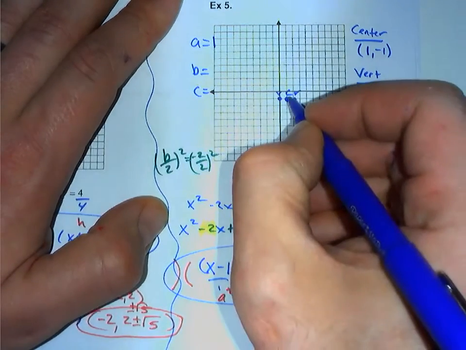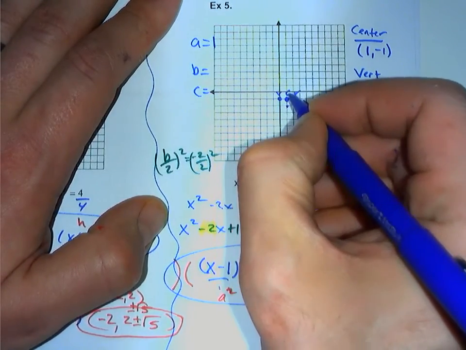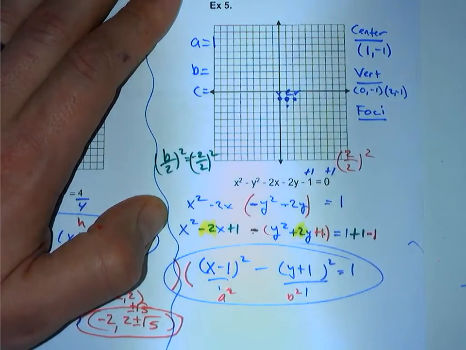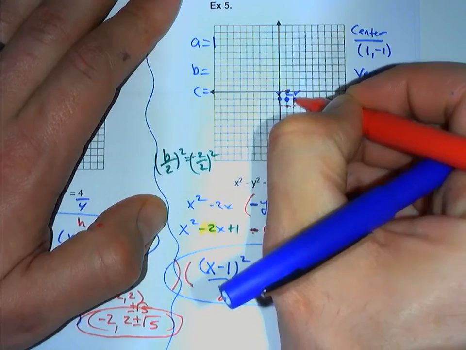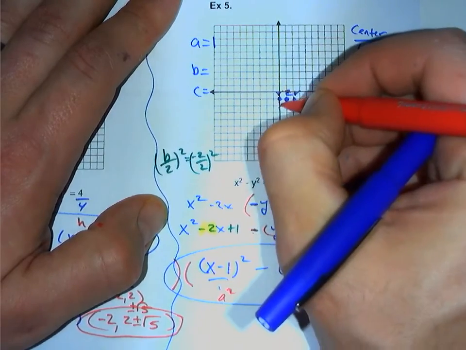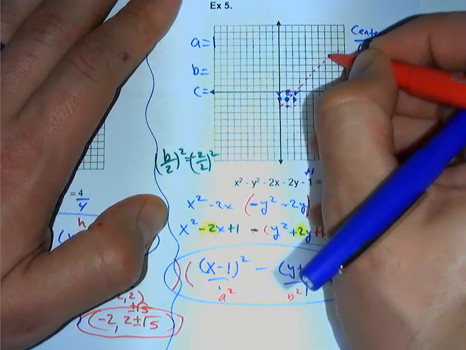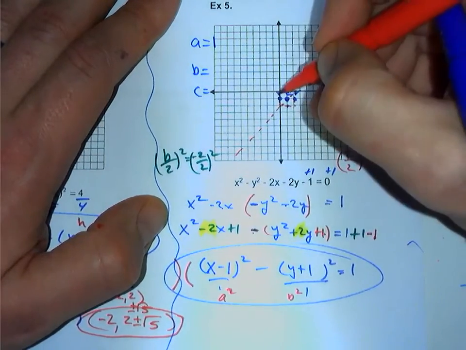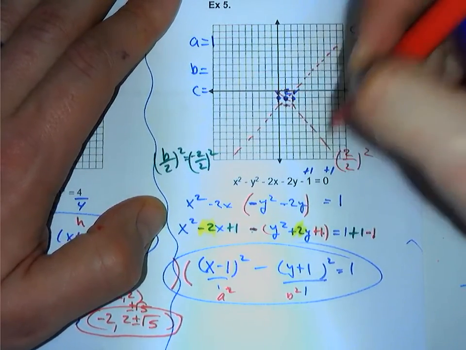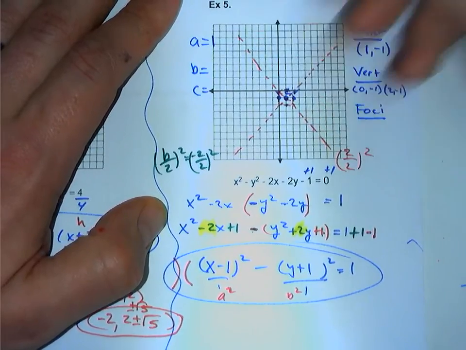Alright, so my B is underneath the y, so I'm going to go up and down 1. And I actually make a nice little square. Sometimes rectangles are squares, and that's okay. Sometimes A and B are the same for a hyperbola, that's okay. Sometimes A is bigger, sometimes B is bigger. That's okay. Just know that A is always first.